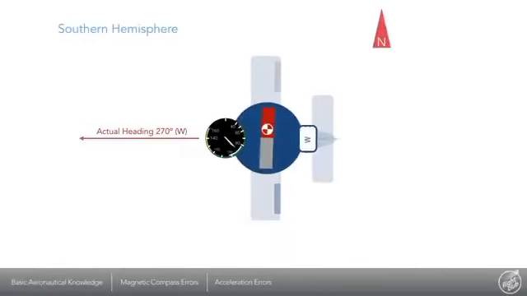Similarly, when you accelerate on a westerly heading, the inertia of the centre of gravity resists, causing the compass to indicate an apparent turn to the south. Once you establish your speed, the compass realigns. When decelerating, the centre of gravity tends to advance, causing the compass to indicate an apparent turn to the north.